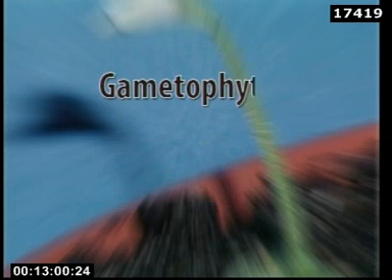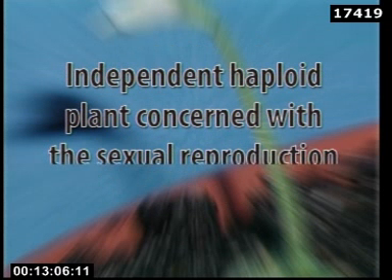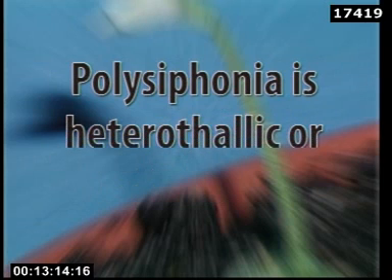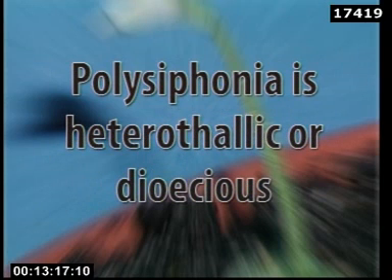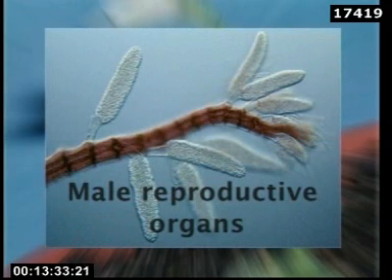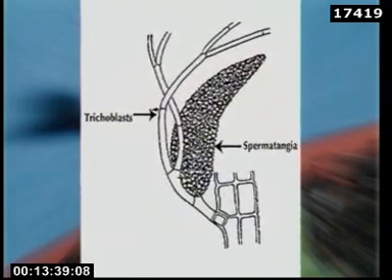Let us start with gametophyte. Gametophyte of Polysiphonia is an independent haploid plant concerned with the sexual reproduction, which is oogamous. Polysiphonia is heterothallic or dioecious. The male and female plants are morphologically similar, which bear male and female reproductive organs respectively. First, we will discuss male reproductive organs. Reproductive organs are called spermatangia or antheridia.